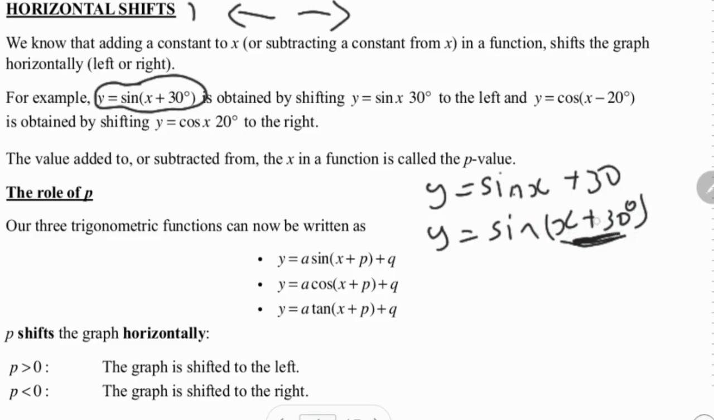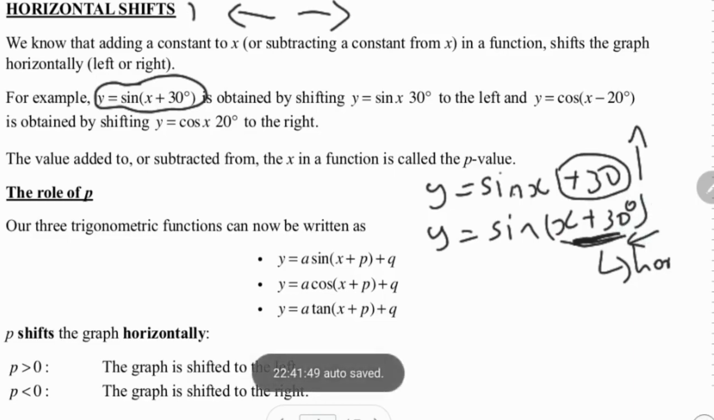If both of them are inside a bracket, that is a horizontal shift, like the one we have here. But if the x plus 30 were not inside a bracket, then that is a vertical shift, which would be 30 units up. With this one, because x and the 30 are both in a bracket, it's a horizontal shift, meaning 30 units to the left.